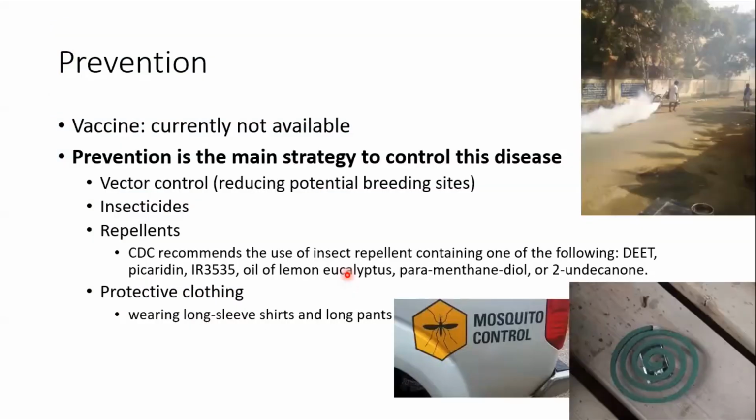A vaccine is currently not available for the prevention of the disease. So prevention by using vector control, insecticides, repellents, and protective clothing is the main strategy to control the disease.